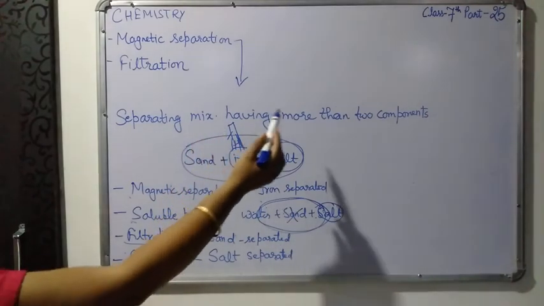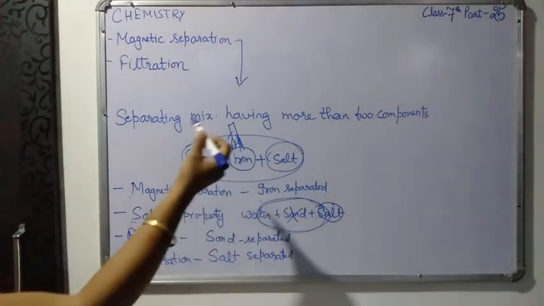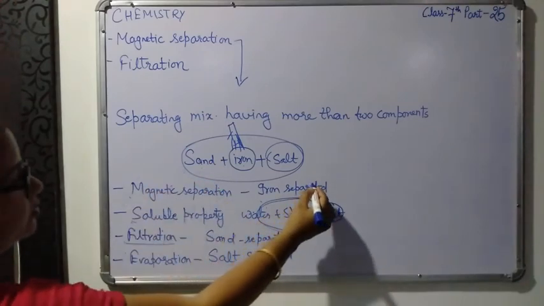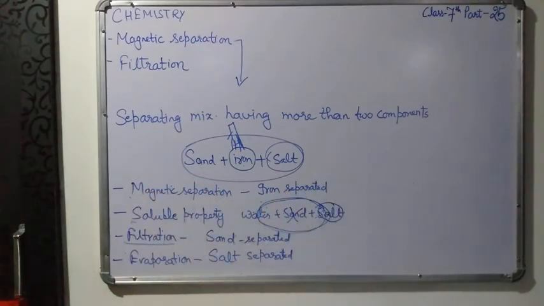If the number of components increases, the number of methods may also increase. So now your chapter 4 is completed.